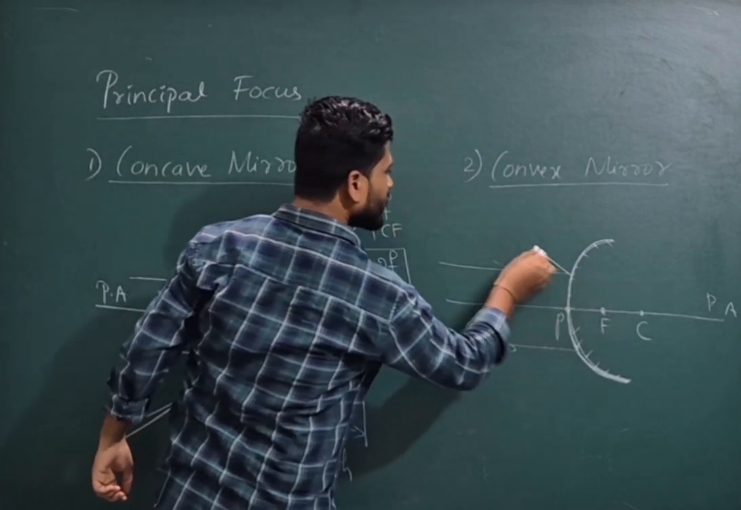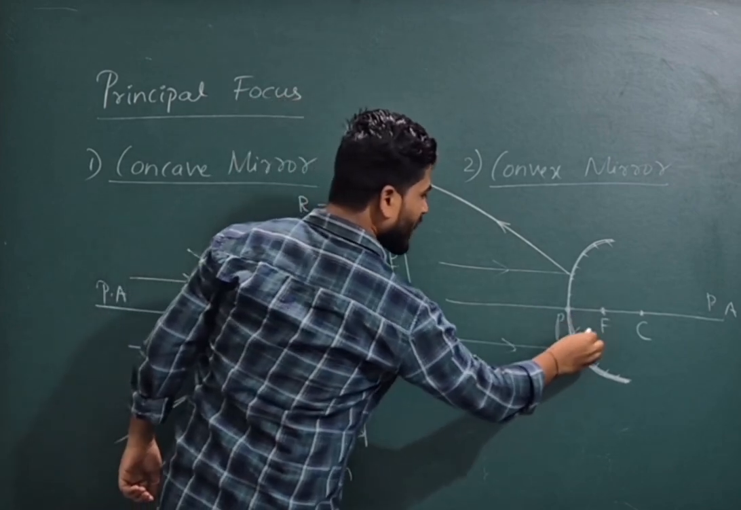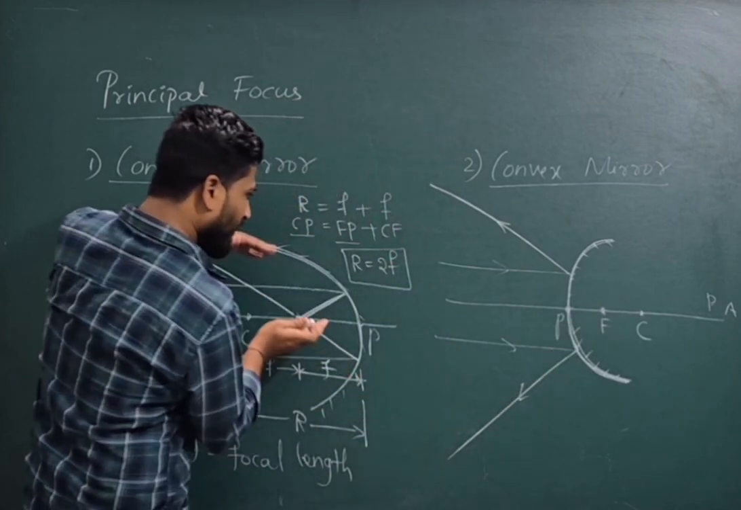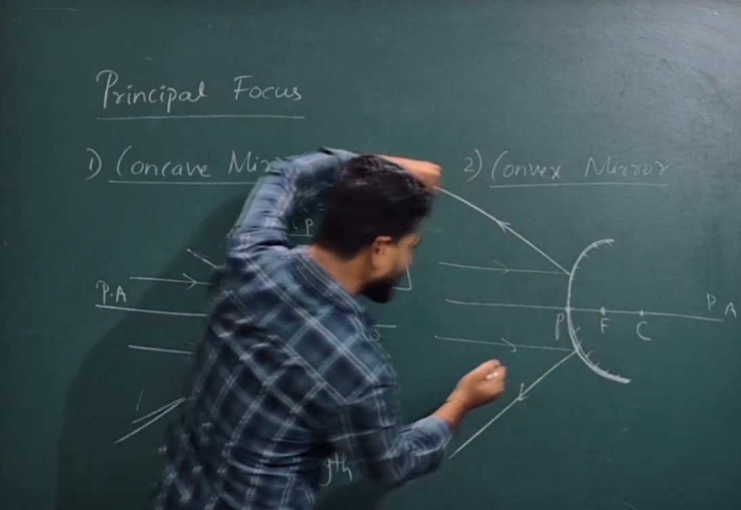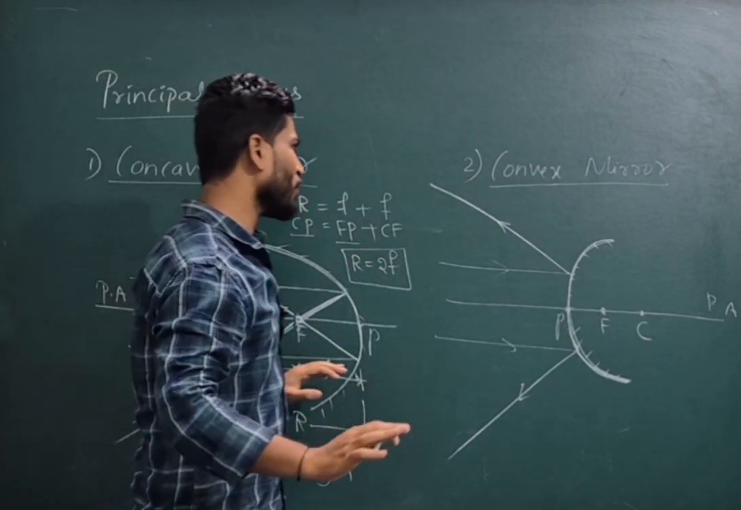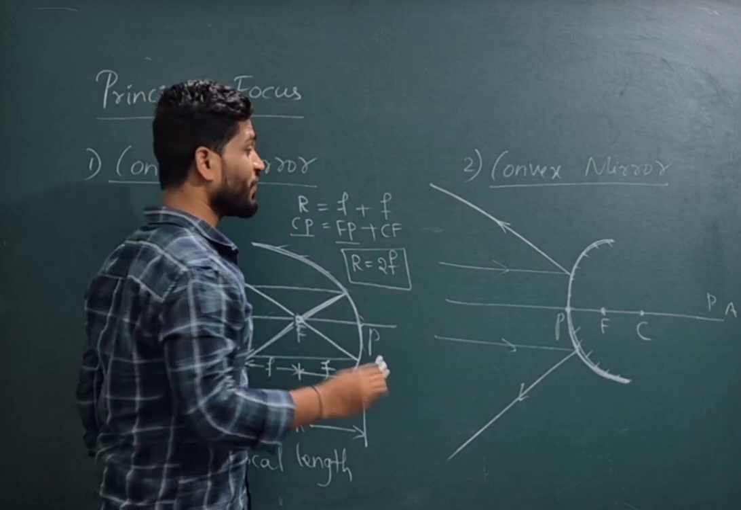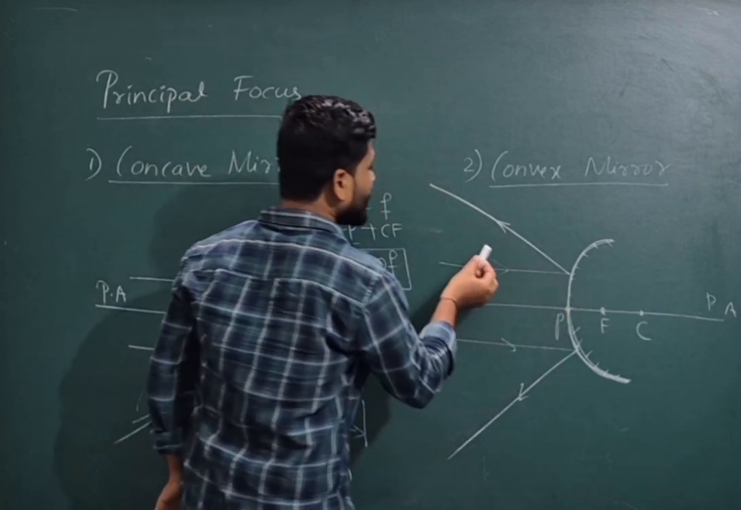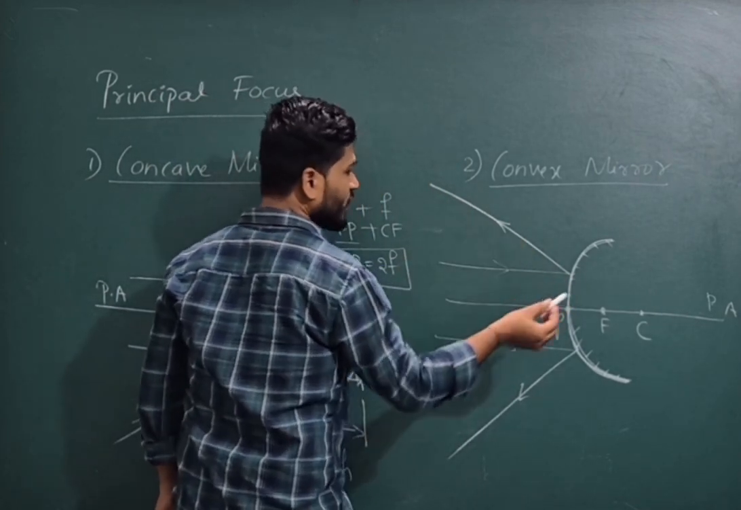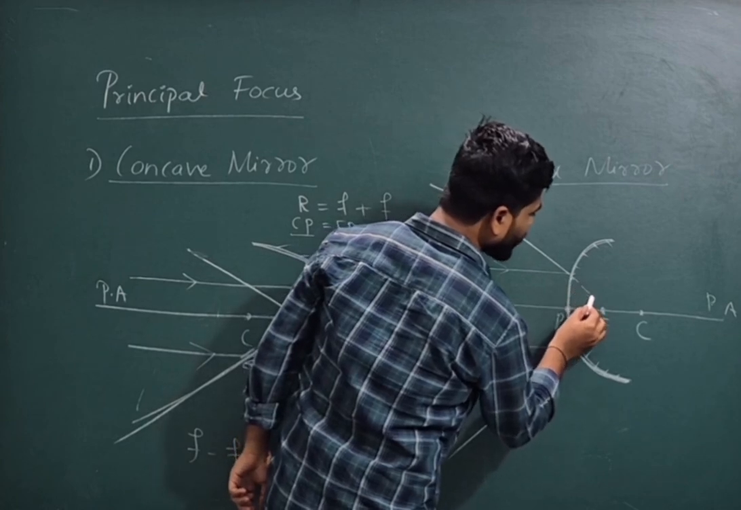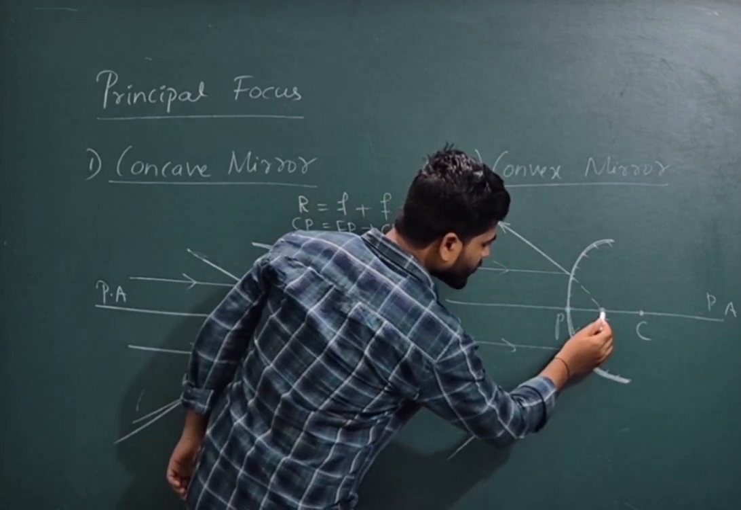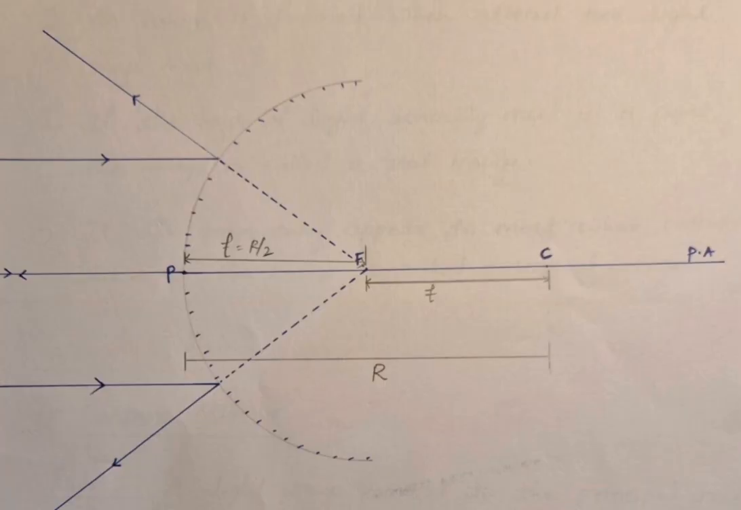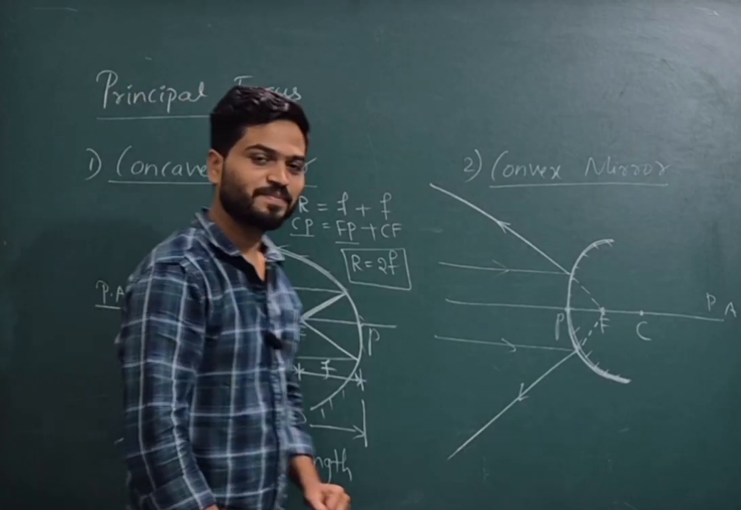How are they going to diverge? See here, how they are going to diverge. Parallel light rays will come and hit the reflecting surface, then they will get diverged, right? This is all about the convex mirror. But if you extend these diverged light rays backwards, they'll meet at the principal focus here. Same way, correct? Now I am going to give the definition.